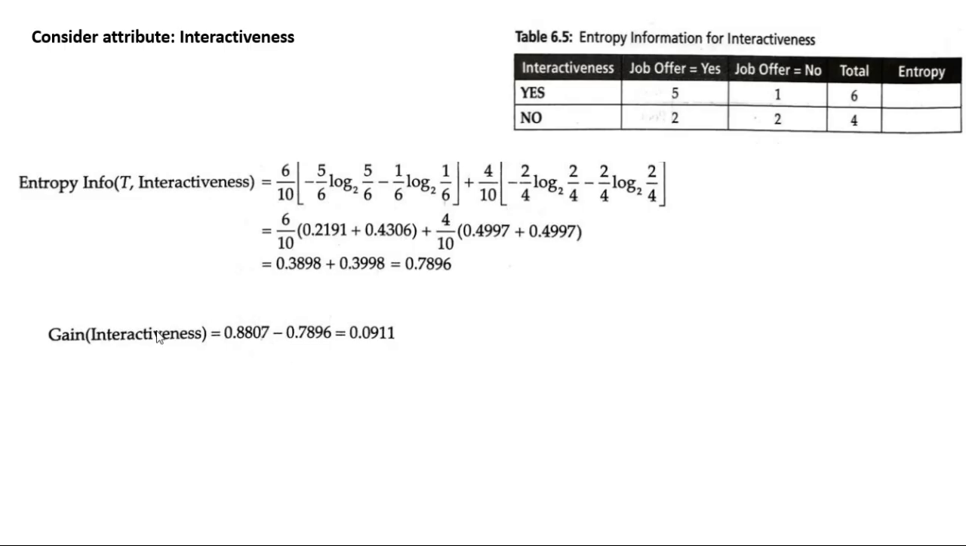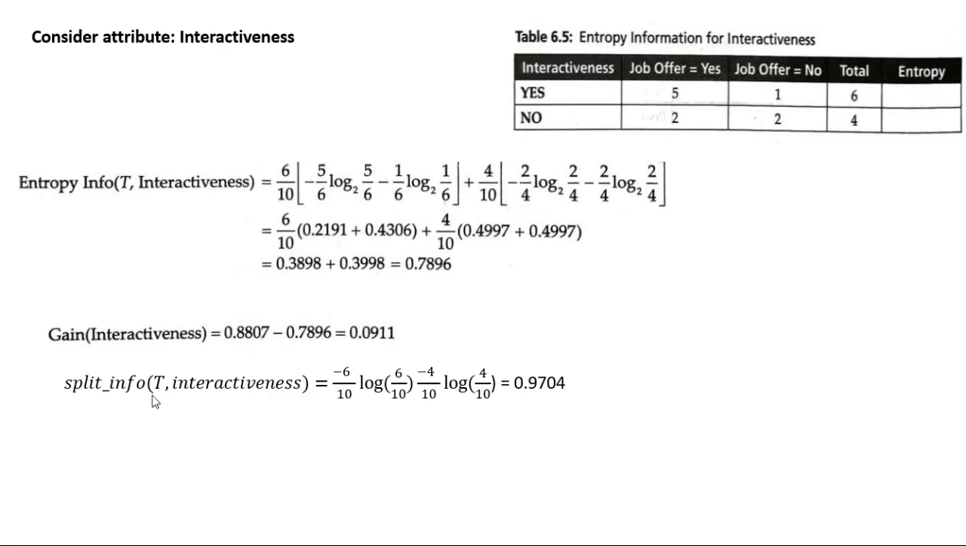Next you find the gain for interactiveness. As I told you, 0.8807 we found in the first step. This is the information gain for the entire training data set. Subtract with this, you get the gain as 0.0911.